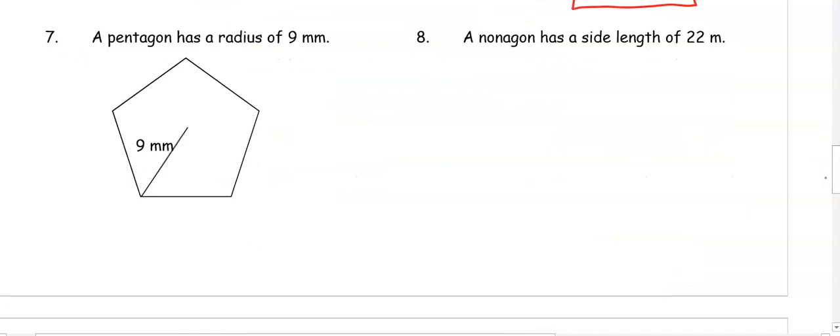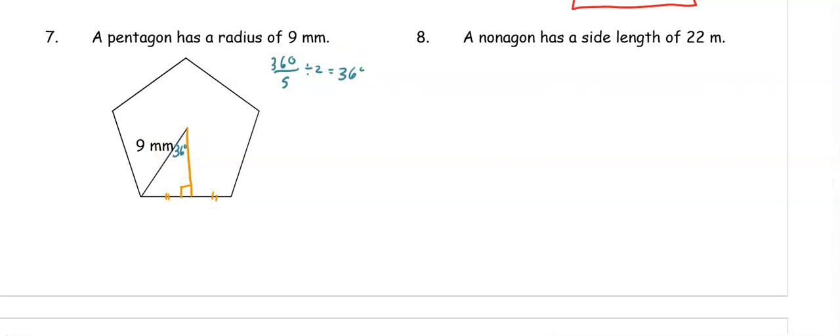Number 7, a pentagon has a radius of 9 millimeters. So our radius is already drawn in. We can draw our apothem, and then we only have our half triangle to focus on. So if we are finding our angle measurement, we would do 360 divided by 5 divided by 2, and we get 36 degrees for our angle.